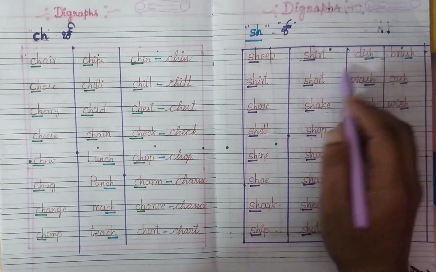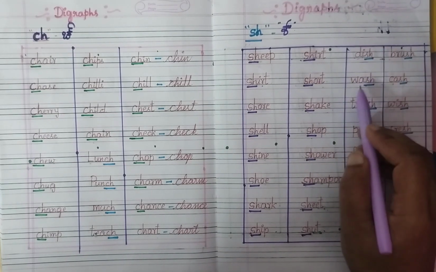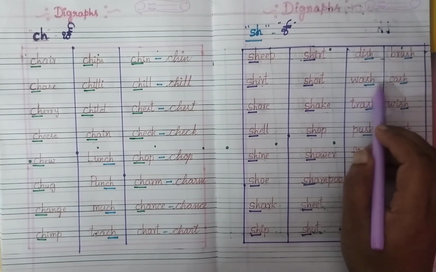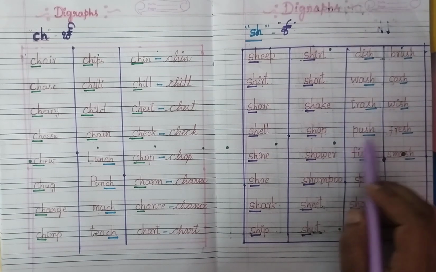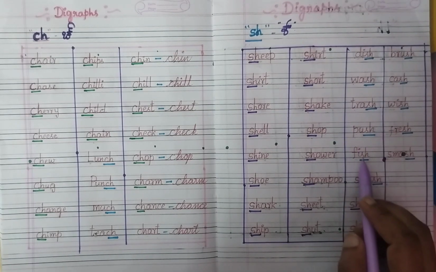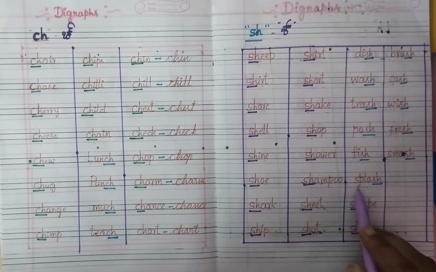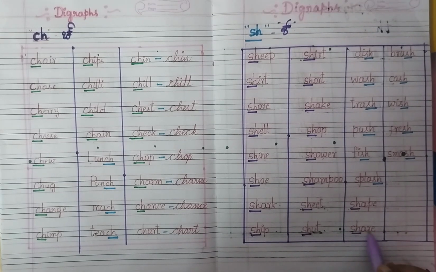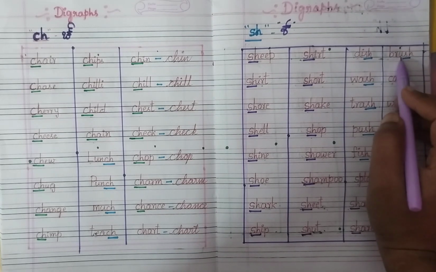So for example, dish. Wash. Trash. Push. Fish. Splash. Shape. Share. Brush.